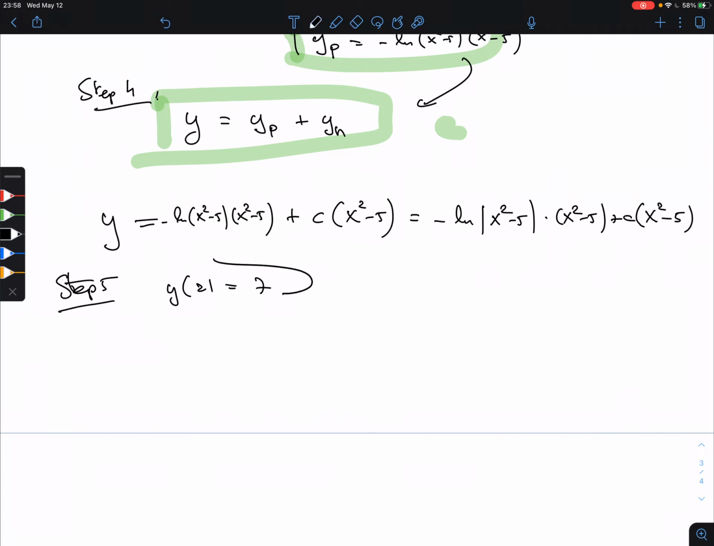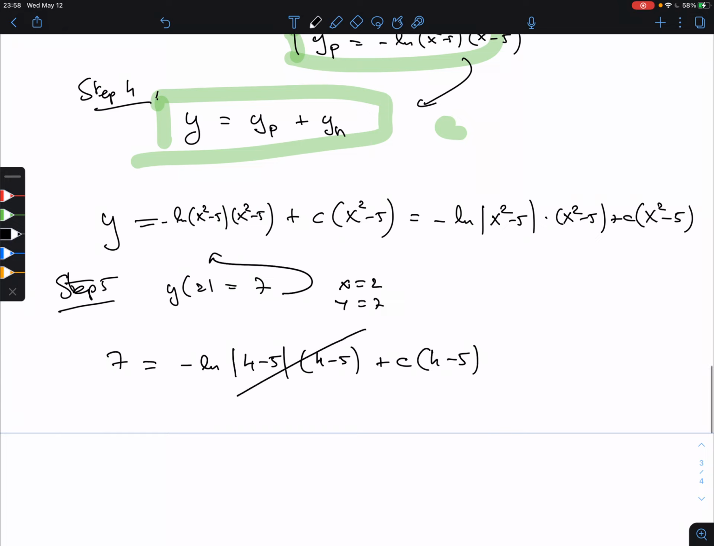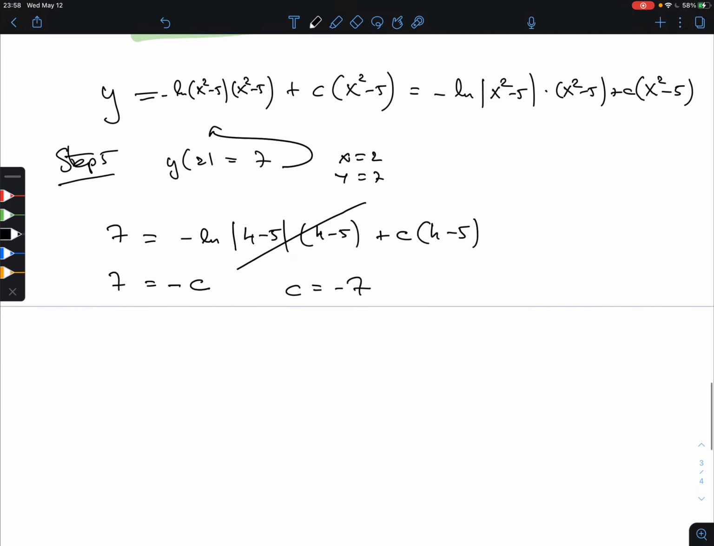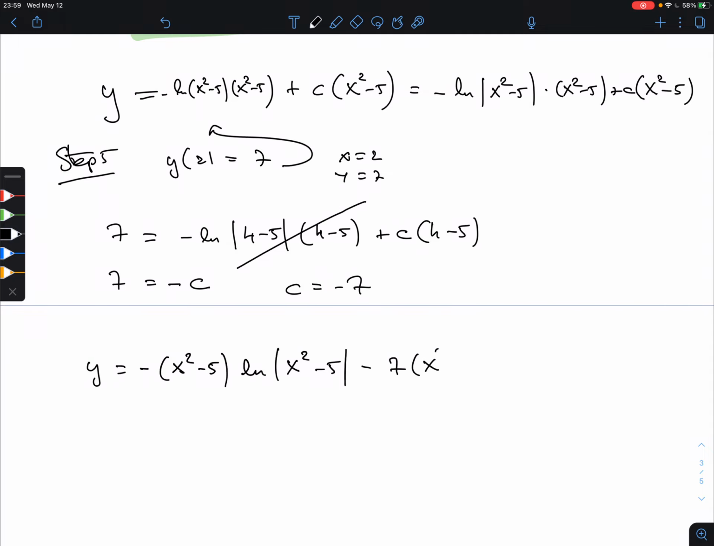I plug in x is 2 and y is 7. So 7 equals minus ln, and we know already we have to put absolute values here, times 4 minus 5 plus c times 4 minus 5. Okay, so this, of course, is 0, that we talked about, so 7 is now minus c, so c is minus 7, and so our solution becomes y equals minus, let's write the x squared minus 5 first, ln x squared minus 5, absolute value or not, minus 7 times x squared minus 5.